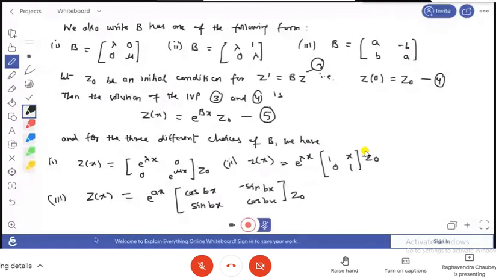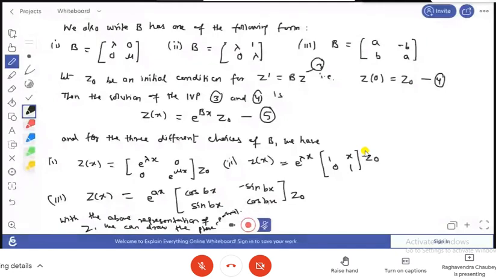Okay, so you can write here: with the above representation of Z, we can draw the phase portrait.